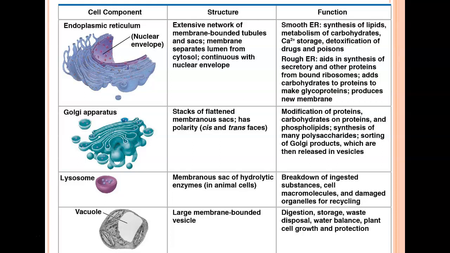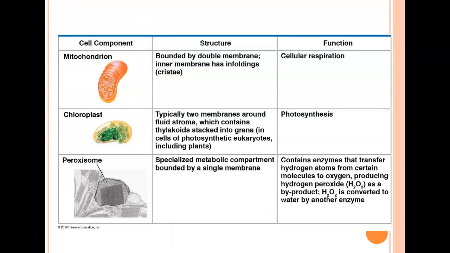A vacuole is a membrane-bound vesicle. Those are small and tiny in animal cells, but there's that one giant central water-containing vacuole in plants. The mitochondria is a double membrane-bound structure that is responsible for cellular respiration, which is where we turn the food that we eat into ATP energy. Another double membrane organelle is the chloroplast. That's the site of photosynthesis. Again, the pigments like chlorophyll that are inside harness the energy from the sun so we can do that.